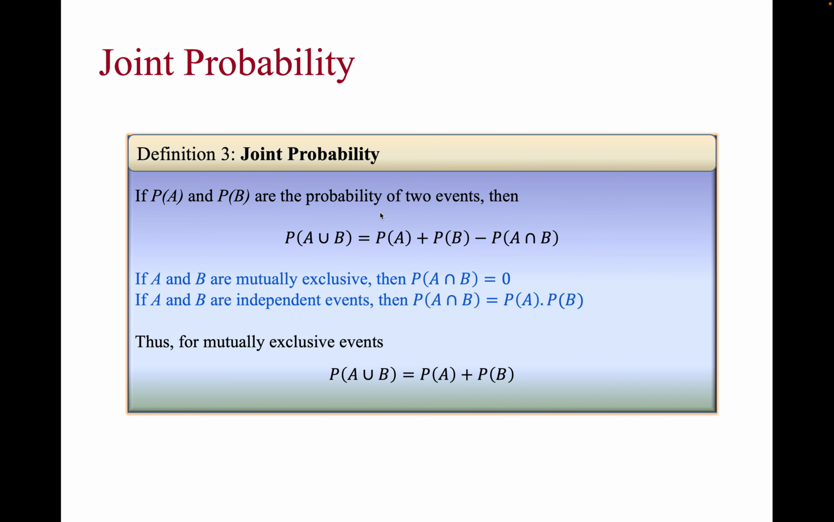Joint probability. If P(A) and P(B) are the probabilities of two events, then P(A union B) equals P(A) plus P(B) minus P(A intersection B). If A and B are mutually exclusive, then A intersection B equals 0. If A and B are independent events, then the probability of A intersection B is the probability of A times the probability of B. Thus, for mutually exclusive events, the probability of A union B equals the probability of A plus the probability of B.